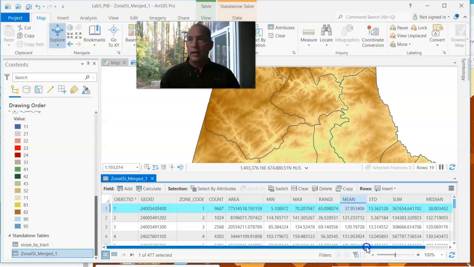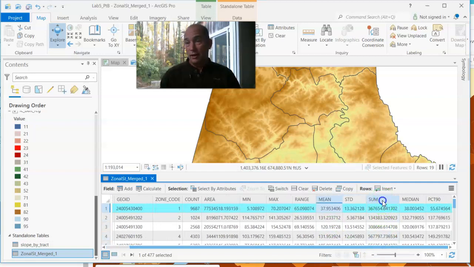How does it collect the average? Well, it calculates the sum first. It adds together the elevations, in this case of all 9,687 cells, and then it divides it by the count. And that gives us the mean, the average elevation of all of those cells. It collects a few other things, the median, that's what we're going to work with in the lab, and it also collects the 90th percentile, I believe.